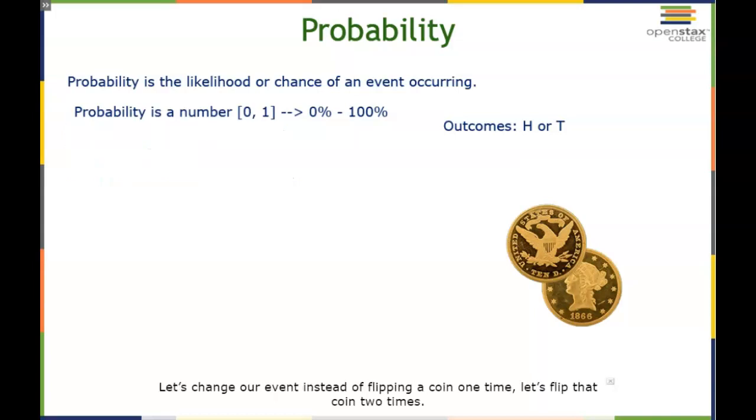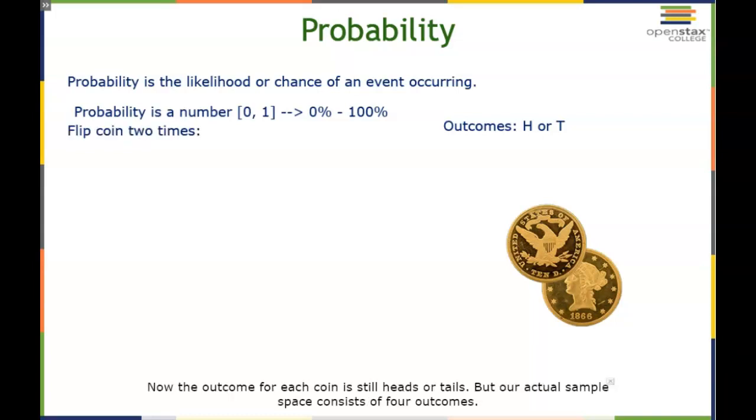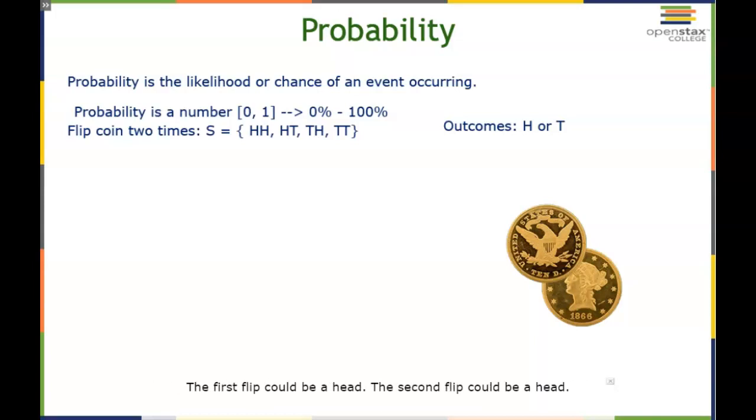Let's change our event. Instead of flipping a coin 1 time, let's flip that coin 2 times. Now the outcome for each coin flip is still heads or tails, but our actual sample space consists of 4 outcomes. The first flip could be a head, the second flip could be a head. The first flip could be a head, the second flip could be a tail. The first flip could be a tail, the second could be a head. The first flip could be a tail, the second flip could be a tail.